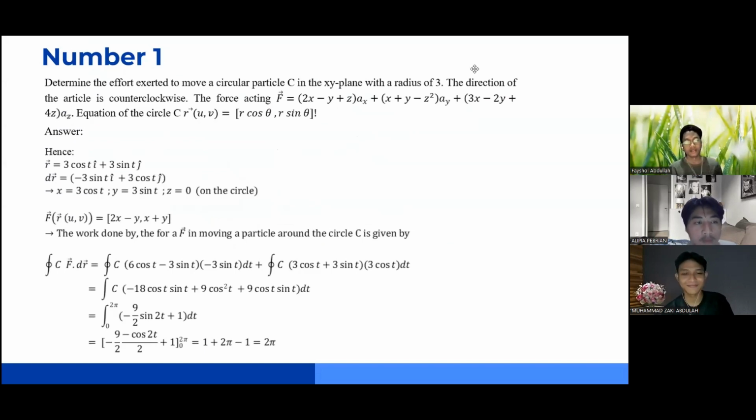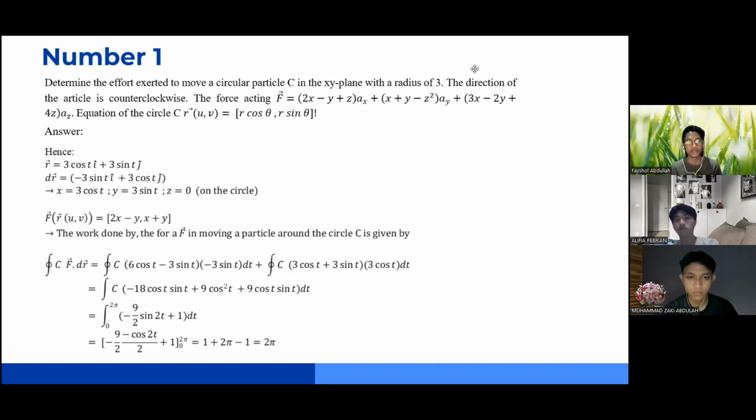The question number 1 is: determine the work exerted to move a particle along a circle C in the XY plane with a radius of 3, and the direction of the particle is counterclockwise. The force acting is F = (2x - y + z) ax + (x + y - z^2) ay + (3x - 2y + 4z) az.